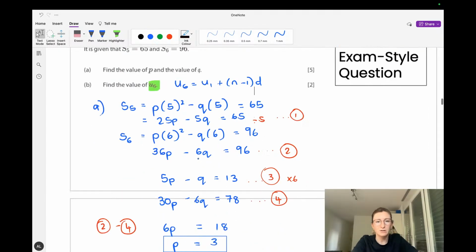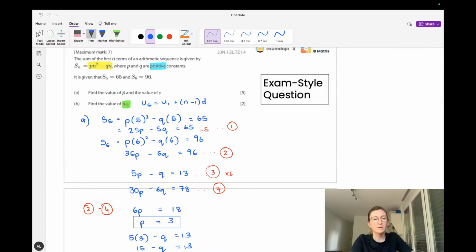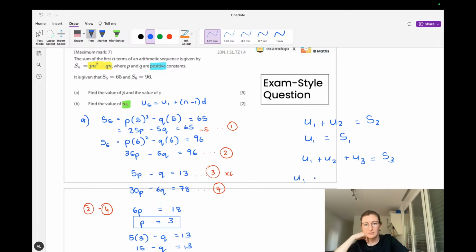So there's 2 ways to do this. If you think about it, if I take the first term plus the second term, that gives me the sum of the first two terms. If I have u1 plus u2 plus u3, that's the same as saying the sum of three terms. So if I want to find u6, I can find that by finding the sum of 6 minus the sum of 5.